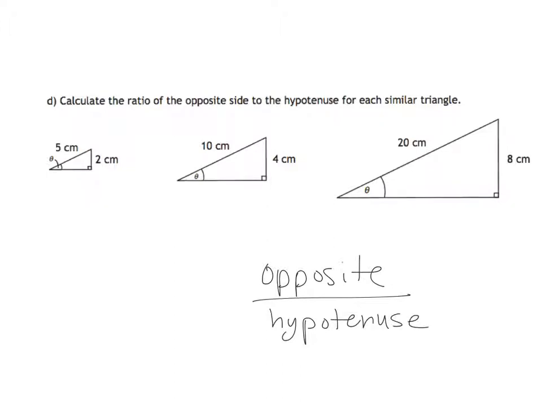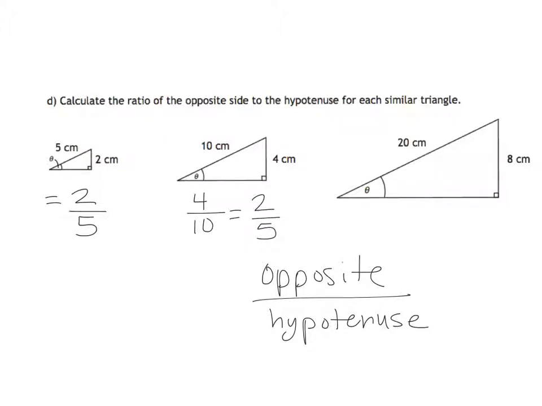So if we look at the first triangle there, what's the length of the opposite side? 2. Yep, and the hypotenuse is 5. So that ratio for this one is equal to 2/5. If this is a similar triangle, what do you think the ratio will be? 4/10, which is equal to 2/5, right? This one's 4/10, reduces to 2/5.